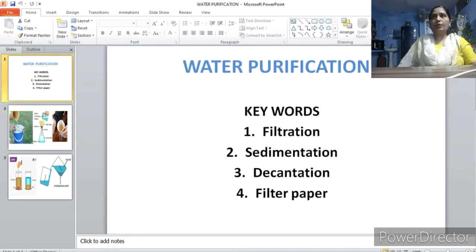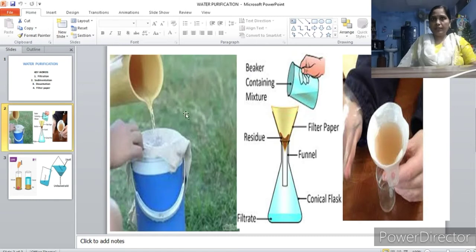That's our today's topic. Our lesson name is water purification. How to purify the water. There are different methods to purify the water. Among them, a few purifying methods we'll see now.